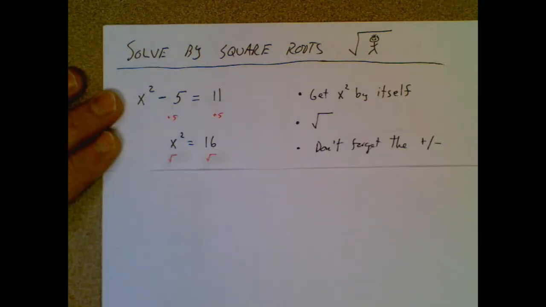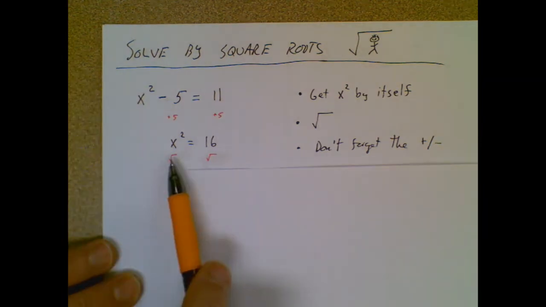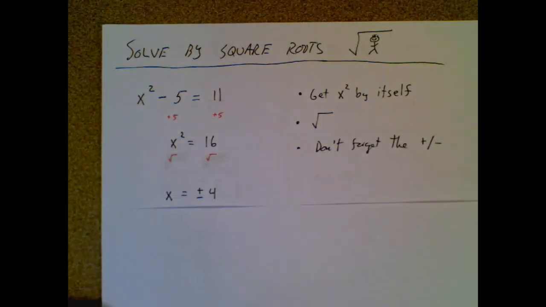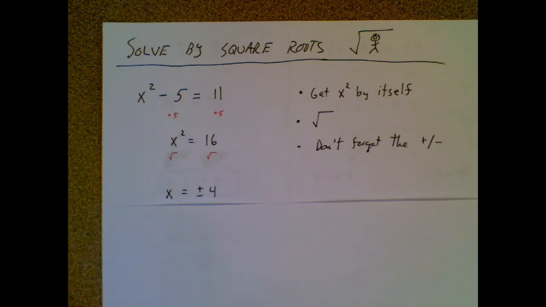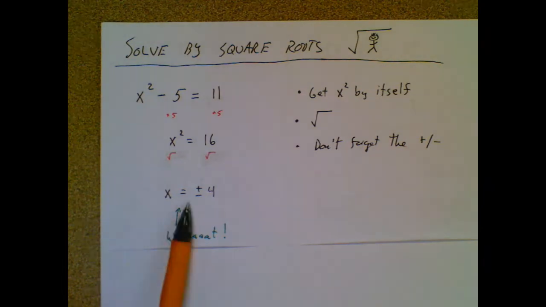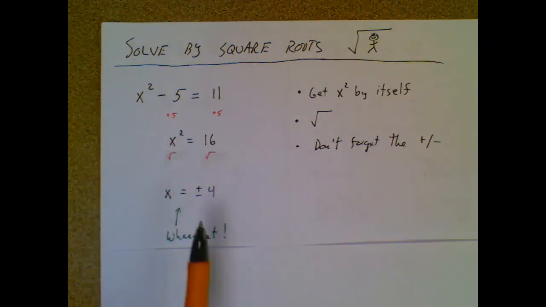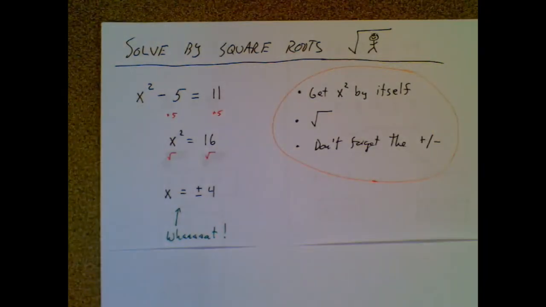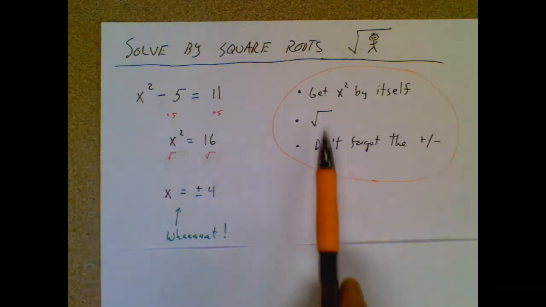So I'm going to square root both sides, and when I do that, the square root of x squared ends up being an x. The square root of 16, you say means 4, but I'm going to show you something surprising. It's plus or minus 4. What the heck is going on there? Well, let's get back to that in a moment. As I went through this, these are the 3 steps that you're going to need to solve by the square root method.